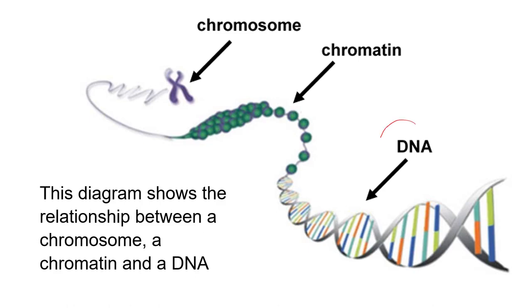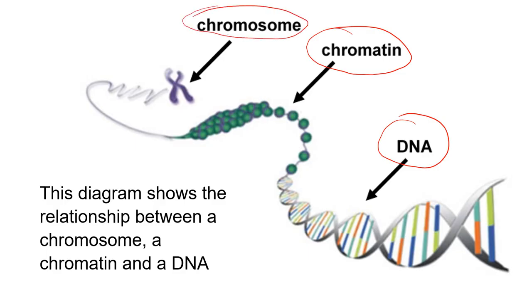So this is DNA. You can see it's very familiar to you. And then you have chromatin, which is a condensed form of DNA. And the chromatin can condense even more to become what we call a chromosome.